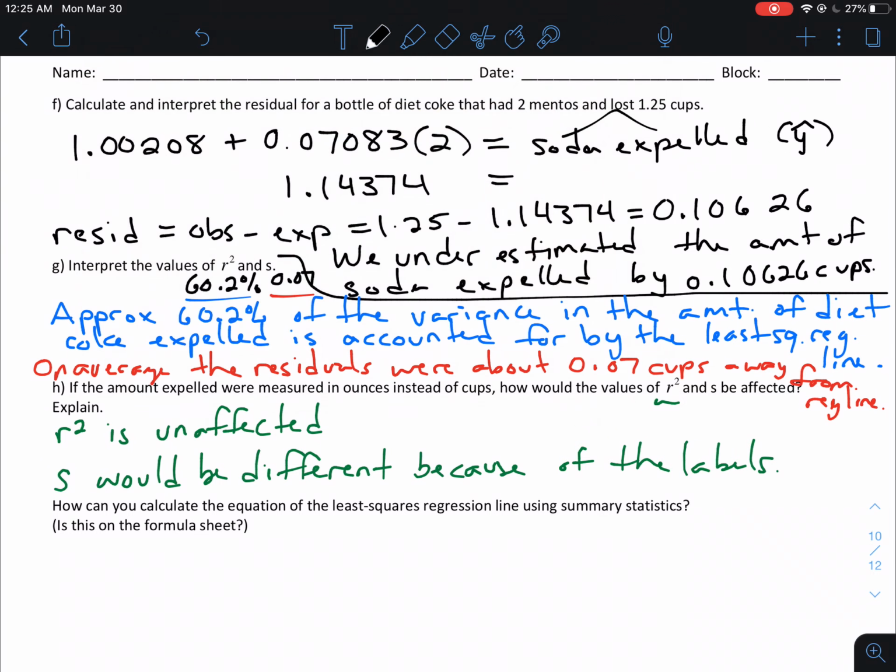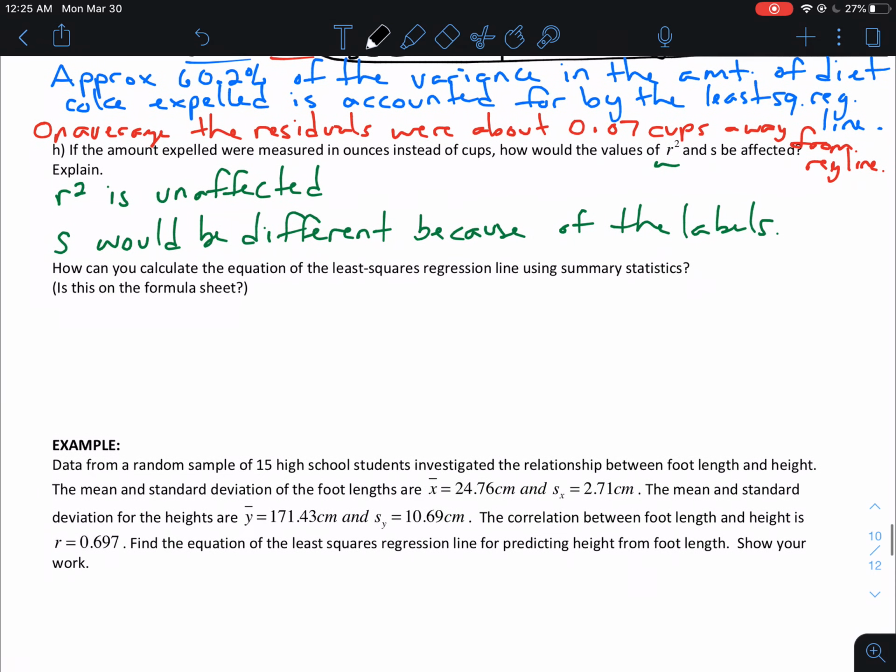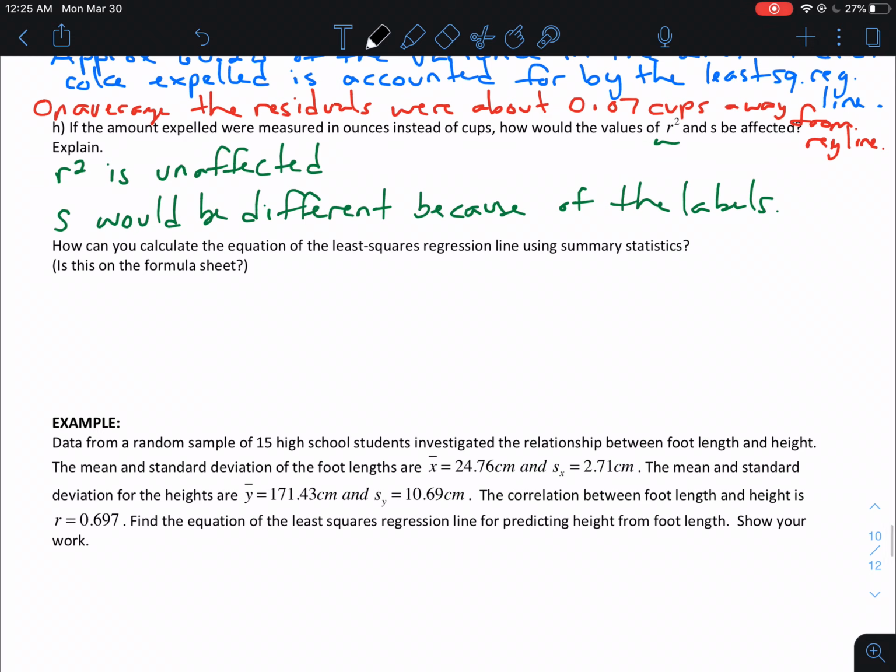Okay, so last thing for this section, how can you calculate the equation of the least squares regression line using summary statistics? And is this on the formula sheet? Well, the answer to the second part is yes. All of this is on your formula sheet. In fact, it's the very first page.